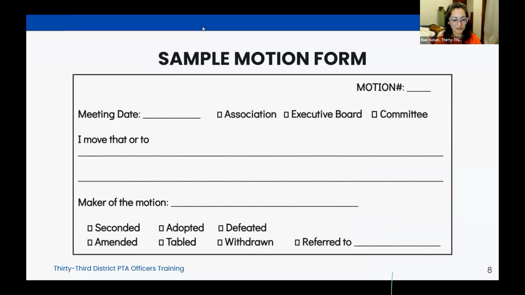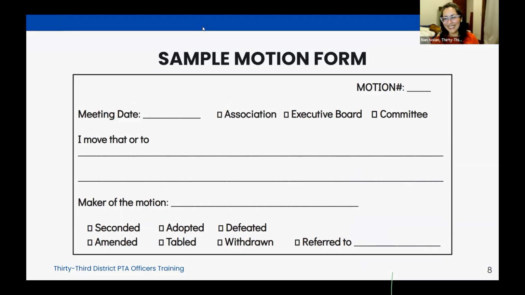All right, and here is a sample motion form. You can see that it's got the date. It tells you what kind of meeting it is, if it's an association meeting, a board meeting, or a committee meeting, and the start of the motion. The motion starts with "I move that" or "I move to." You want to get people trained to use that verbiage. The motion does not start with "I'd like to make a motion."